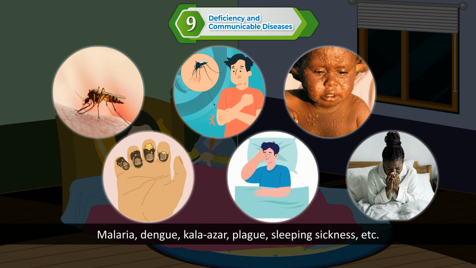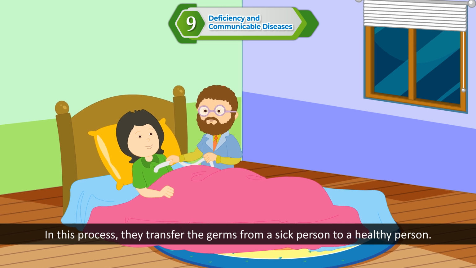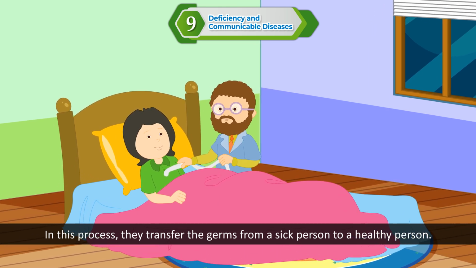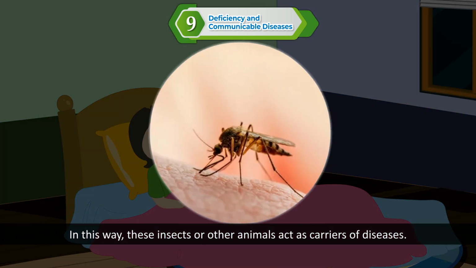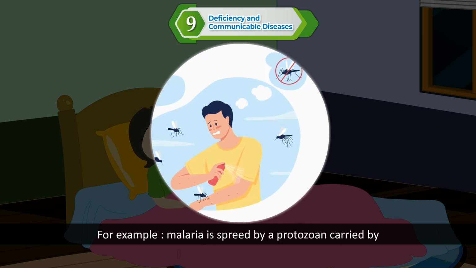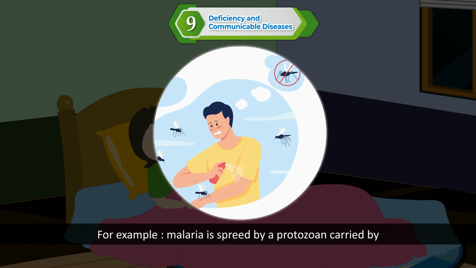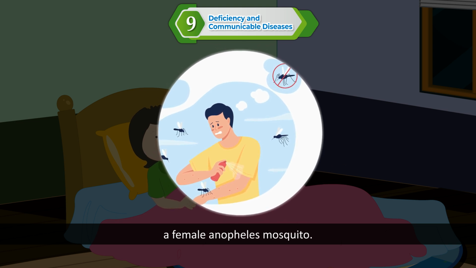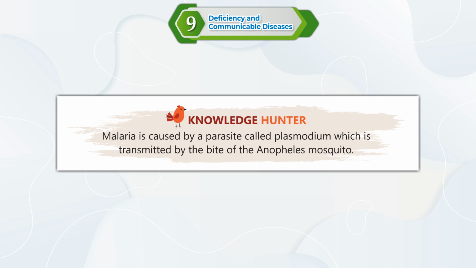Through insect bites and bites of other animals. Malaria, dengue, kala azar, plague, sleeping sickness, etc. are caused by insect bites or other animals' bites. In this process, they transfer the germs from a sick person to a healthy person. In this way, these insects or other animals act as carriers of diseases. For example, malaria is spread by a protozoan carried by a female Anopheles mosquito. Knowledge hunter. Malaria is caused by a parasite called Plasmodium, which is transmitted by the bite of the Anopheles mosquito.